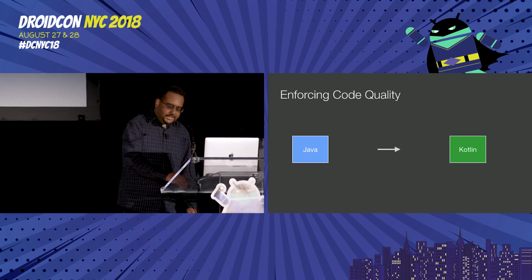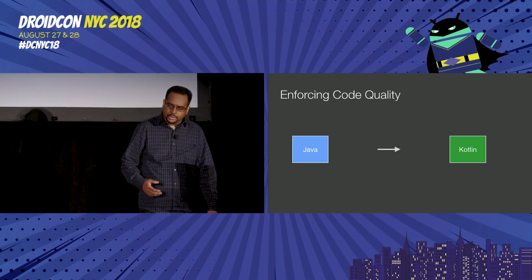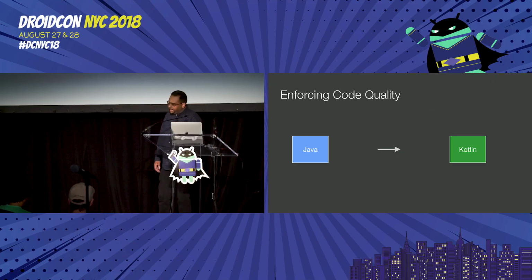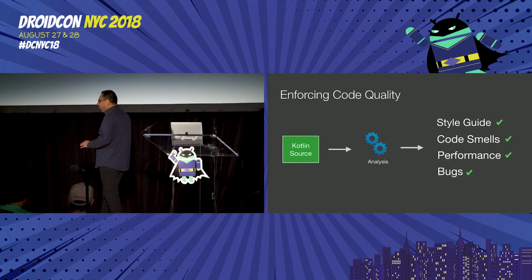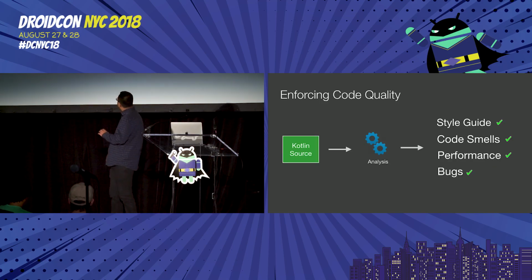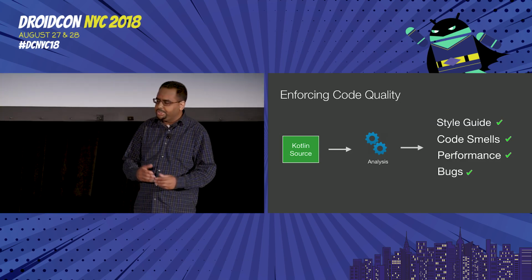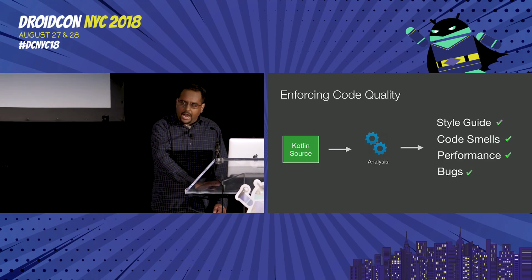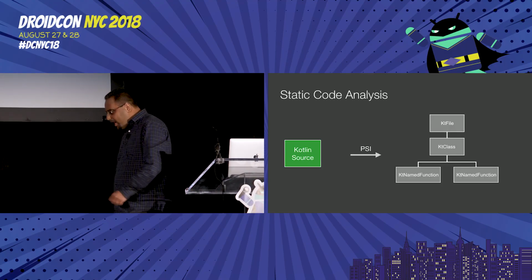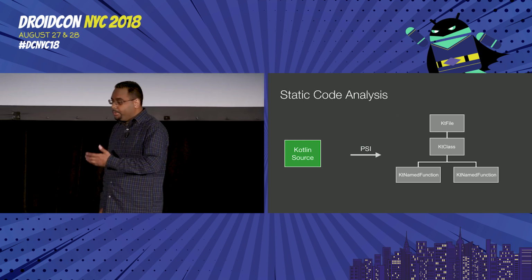So that's the problem that we have. We want to find a way to enforce code quality for our legacy code. We want to find a way to analyze our Kotlin source files to determine: are you following the style guide? Are there any performance issues or code smells? The solution that we will look into is one way to approach this problem.